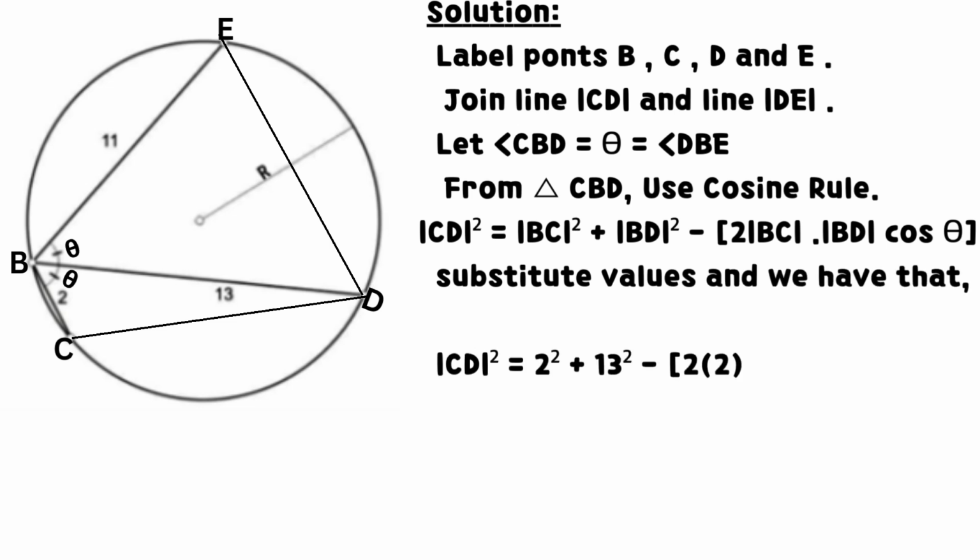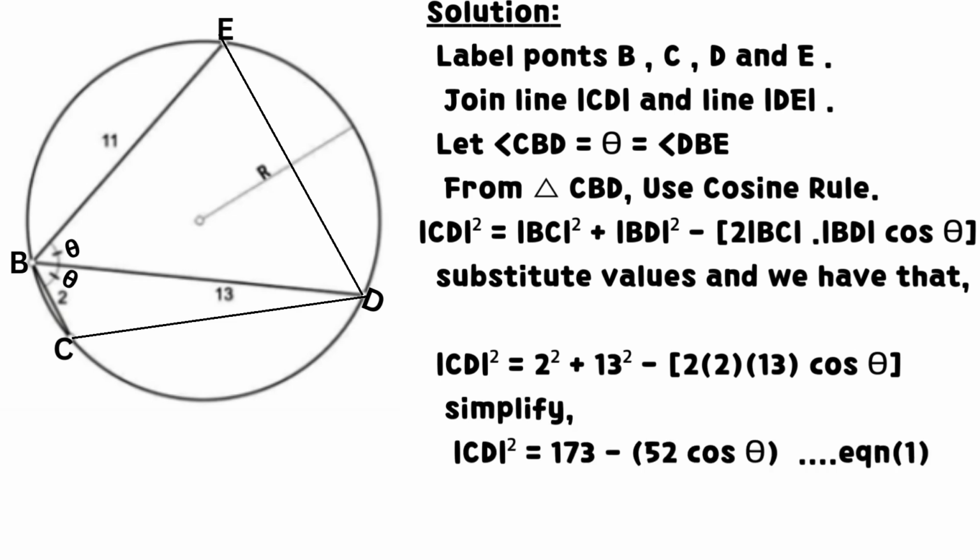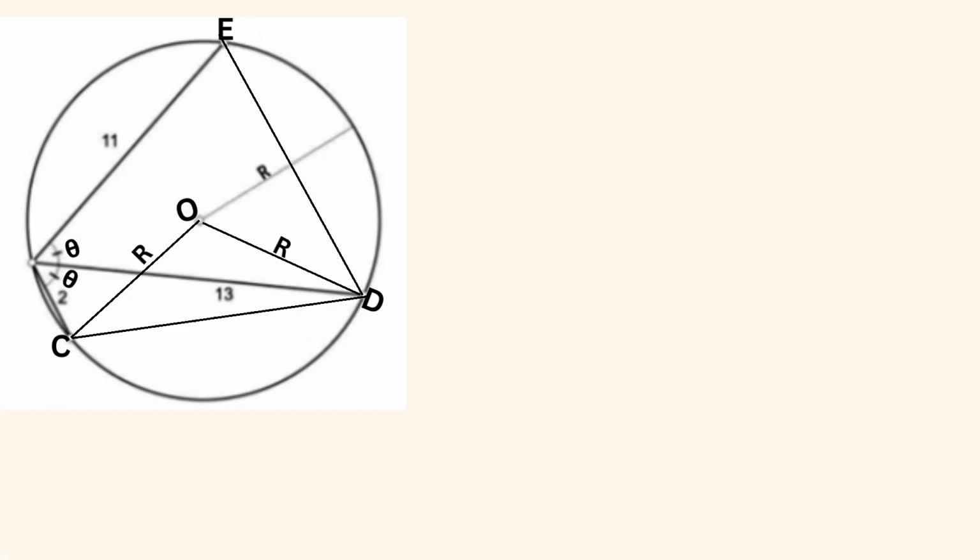From triangle CBD, use cosine rule. The square of line CD equals the sum of the square of line BC and the square of line BD minus 2 times the product of line BC and line BD times cosine θ. Substitute values and we have that the square of line CD equals the result shown on the screen. Simplify this result and we have that the square of line CD equals 173 minus the product of 52 and cosine θ. We call it equation 1.